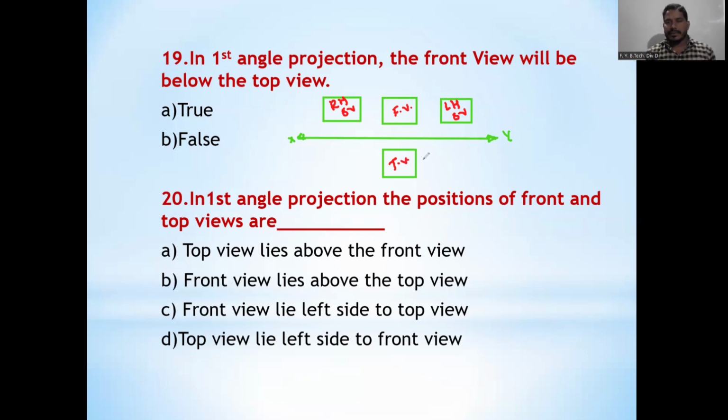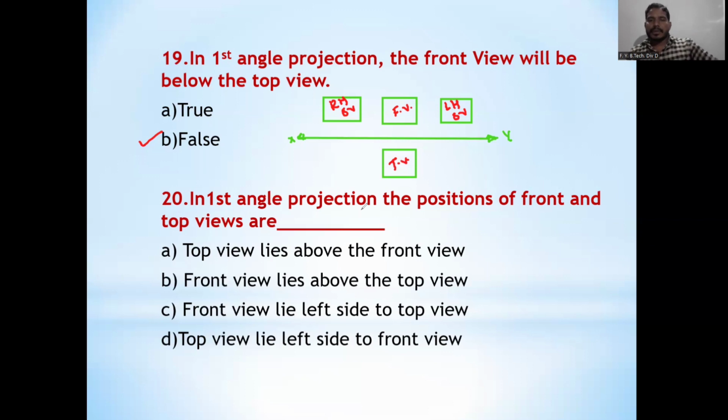Okay, we can check out, is it there? This front view below the top view is not there, because the top view is below the front view. So here it's a wrong statement, so it will be false. So here our option B. Okay, now next, we have to remember this, it's very important, because in case of the first angle, the left hand side view comes on the right hand side of the front view, and the right hand side view comes on the left side of the front view. Okay, we'll see the next one, 20th.